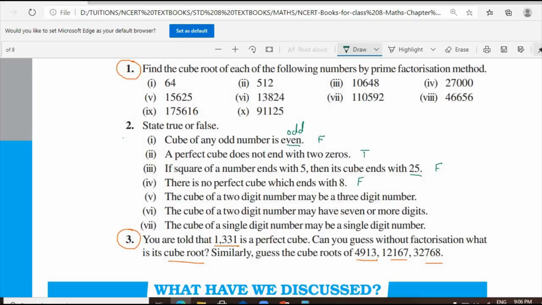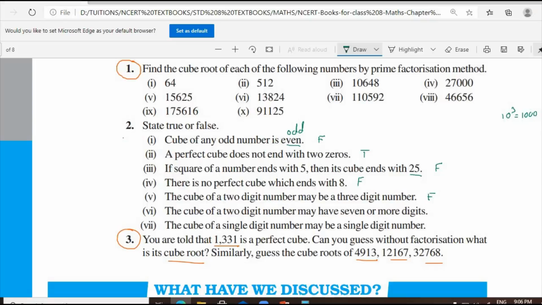The cube of a 2-digit number may be a 3-digit number. Let's think of 11 cube. See, what is 10 cube? 10 cube is 1000, so that's a 4-digit number, right? The smallest 2-digit number is 10, and 10 cube is 1000, which is a 4-digit number. So the answer, again, is false. It cannot be a 3-digit number. It is a minimum of a 4-digit number.